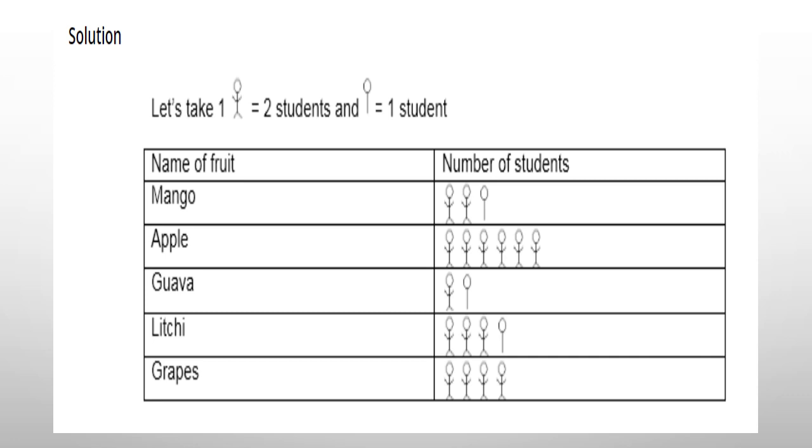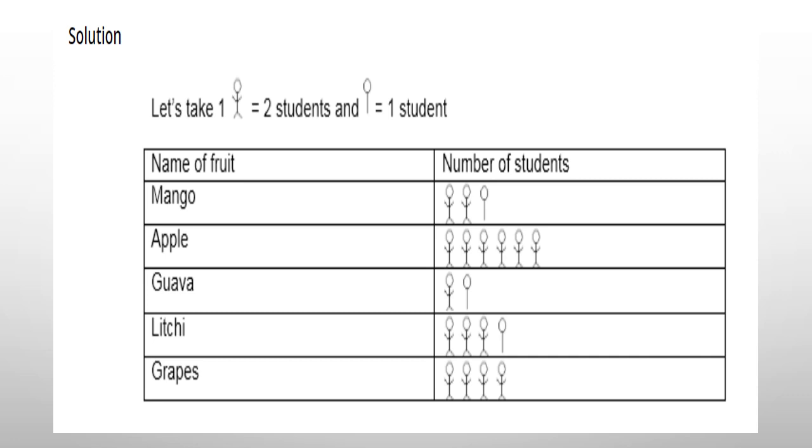Now, coming to the apple. How many students like apple? 12. So, this symbol I have to draw 6 times. 1, 2, 3, 4, 5, 6. 6 twos are 12. Now, coming to the guava. How many students like guava? 3 students. So, this symbol 1 and this symbol 1. 2 plus 1 is 3.